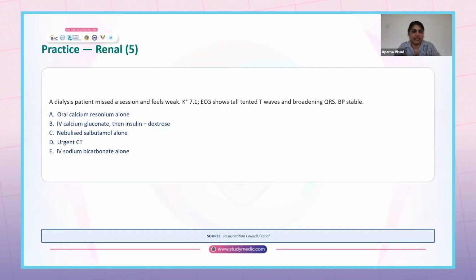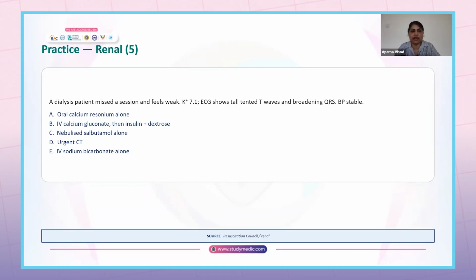Now, practice question. A dialysis patient missed a session and is feeling quite weak. Potassium is 7.1. ECG is showing tall tented T waves and the QRS is slightly starting to broaden. BP is stable. What will you do?